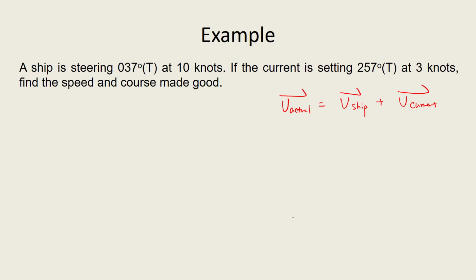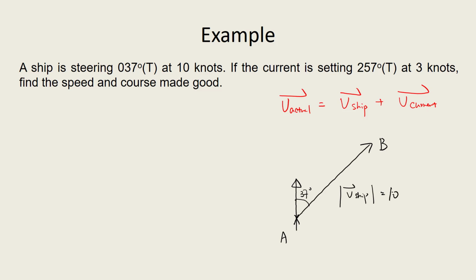Let's assume this ship is starting from this point A over here, and the direction of the ship is 37 degrees from the north. So let me draw the north direction at point A. 37 degrees is roughly this much, so this is 37 degrees. So this vector AB is the velocity vector for the ship itself. The magnitude of this velocity vector is 10 knots, given by the question.